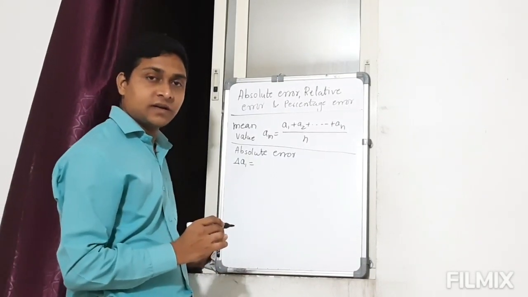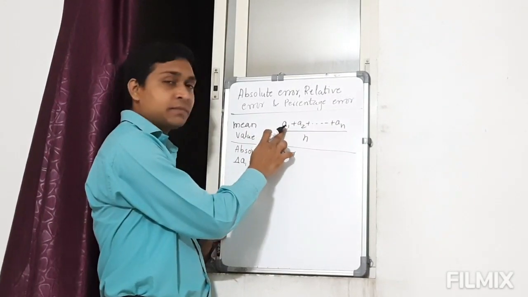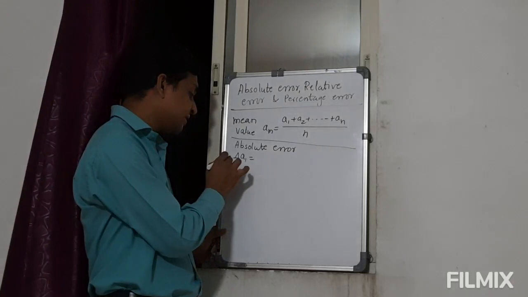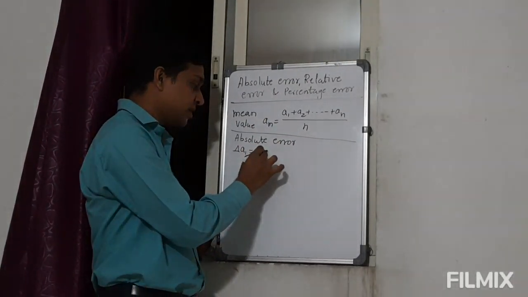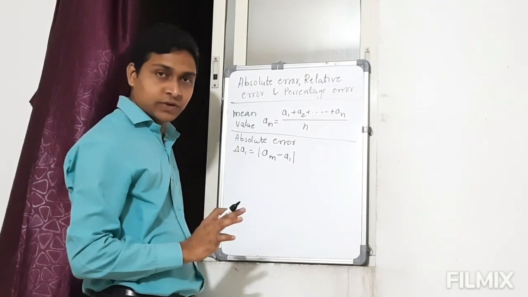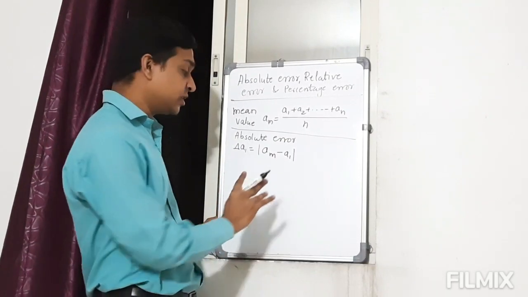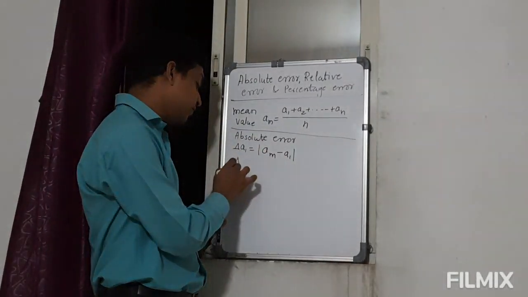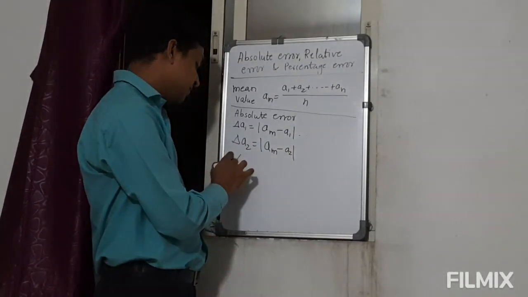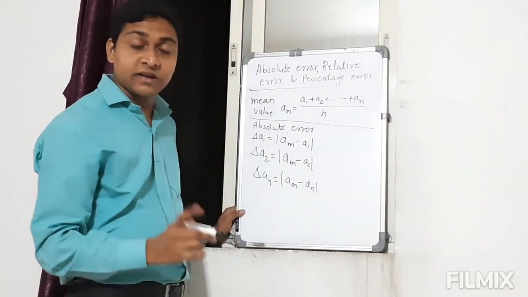Second thing you have to find is the absolute error. Absolute error is the error in each reading. What is the error in reading of A1? What is the error in reading of A2? That we call absolute error. So delta A1 is the absolute error in A1, the difference between AM and A1, in mod. So you have to take this as always positive. If it is minus 0.3, then you have to take it as 0.3 only. You need not consider the negative sign because we are taking the absolute value. For the error in A2, we do the mod of AM minus A2. This way, for the nth reading we have mod of AM minus AN. So this way we can find the absolute error in each reading.